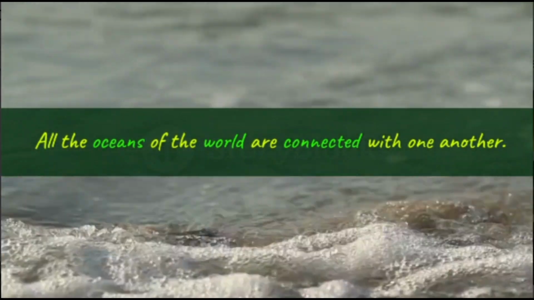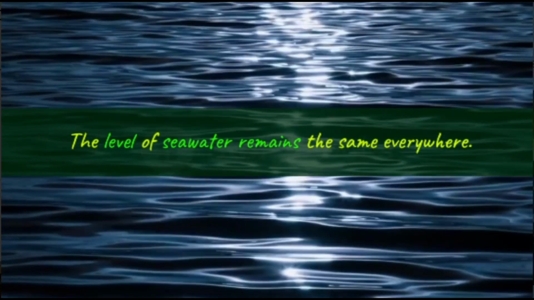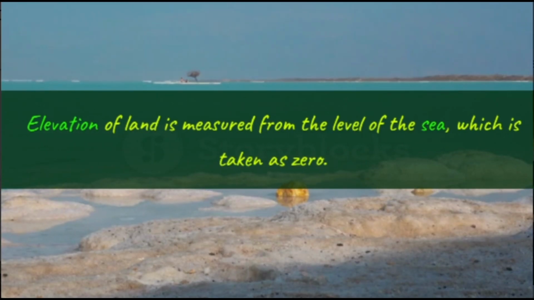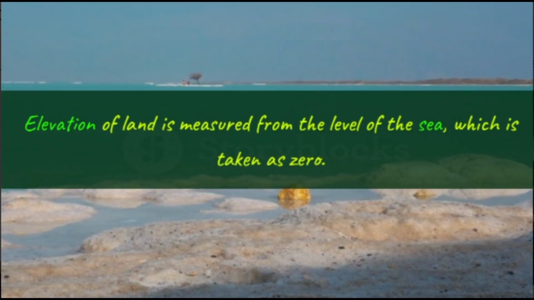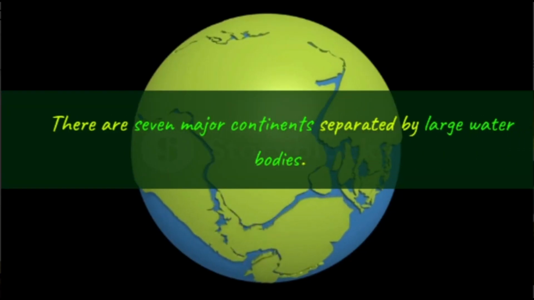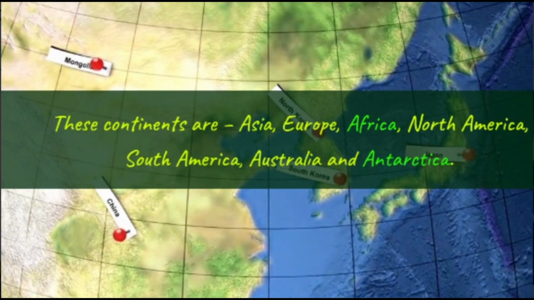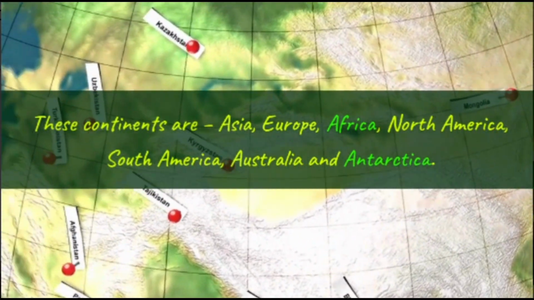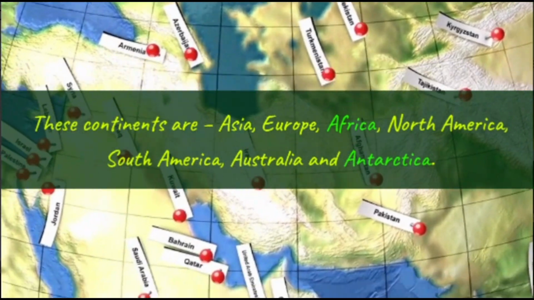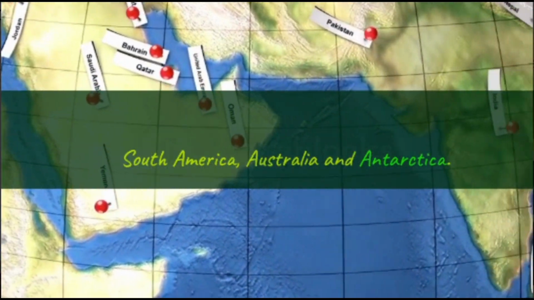All the oceans of the world are connected with one another. The level of seawater remains the same everywhere. Elevation of land is measured from the level of the sea, which is taken as 0. Continents. There are 7 major continents separated by large water bodies. These continents are Asia, Europe, Africa, North America, South America, Australia and Antarctica.